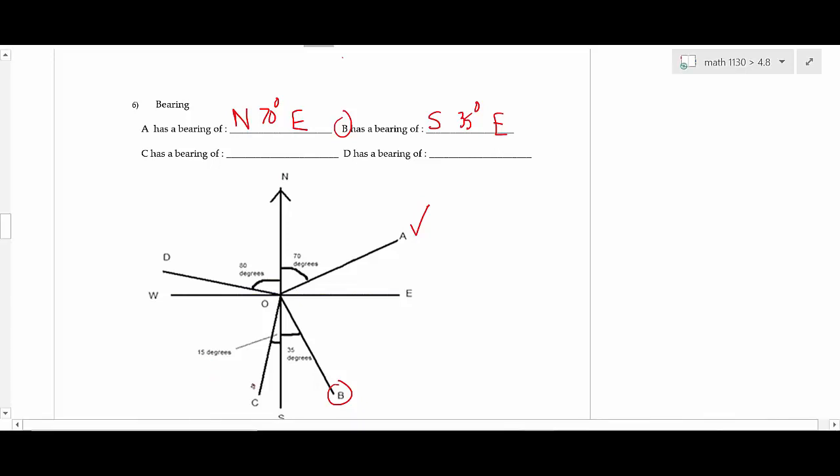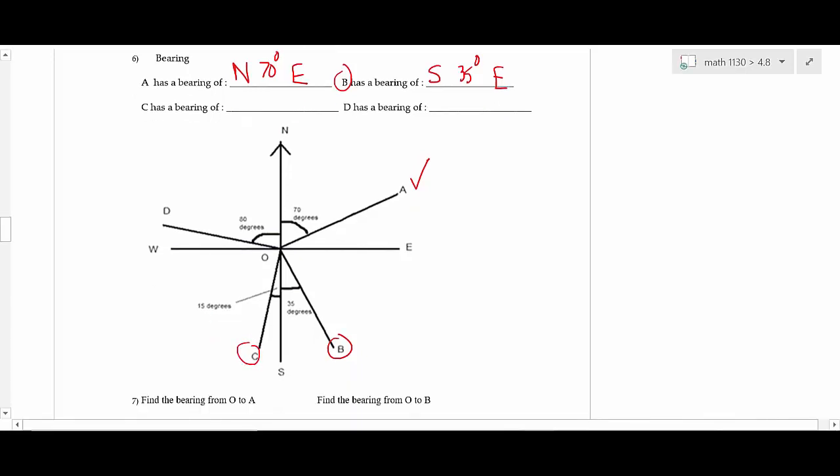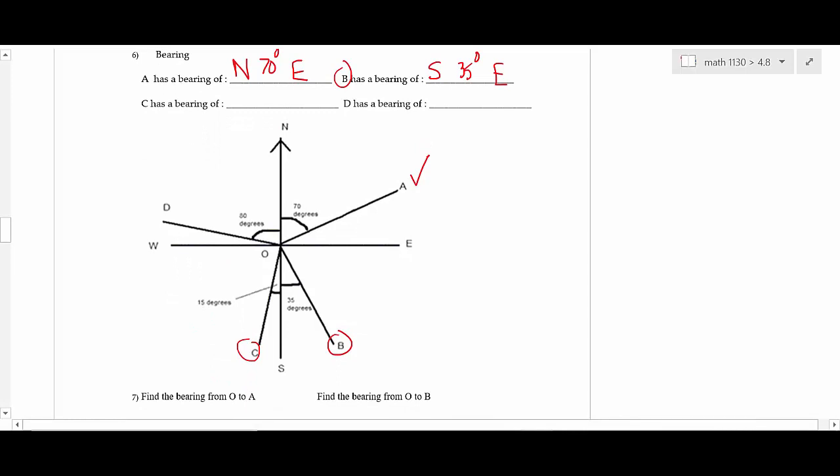Okay, C, how would that go based on the diagram? South, 15 degrees west. Good. So you start with south, then you go 15 degrees west like that. Okay, and finally, how would D go? North 80 west. Good. So you're going to say north, and then you're veering 80 degrees to the west like that.